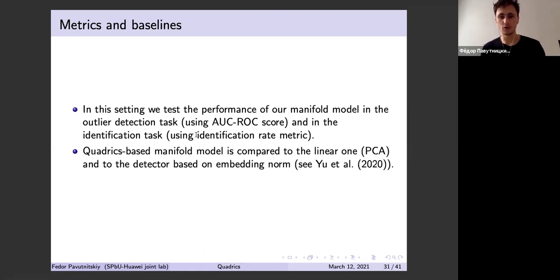And we compare our model to the linear one, to PCA, with the same ideas, right? You try to fit a linear manifold to your data, measure the distance to the linear manifold, and use this distance as an outlier score. And also you incorporate this distance in a similarity function. And what is interesting, we also use an anomaly detector based on the embedding norm.